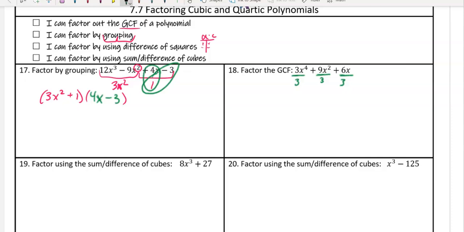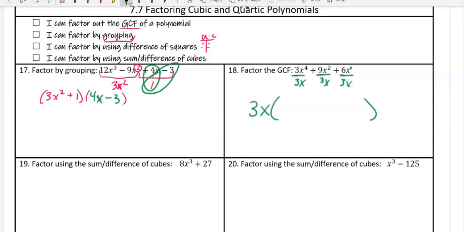But what about the x's? What is the largest x we can take out, we can divide from each of these terms? Well, we look at the smallest exponent. Here we have x to the 1. That's the smallest x we have, so that's the one we're going to take out. We're taking out 3x as our greatest common factor. So 3x is going to go on the outside of the parentheses, and then we take each of these terms and we divide, and what we're left with goes inside the parentheses.